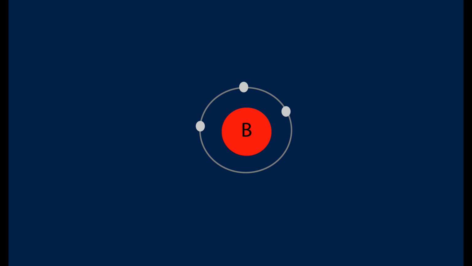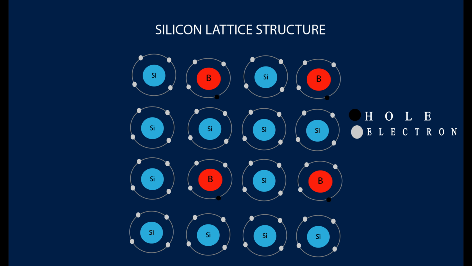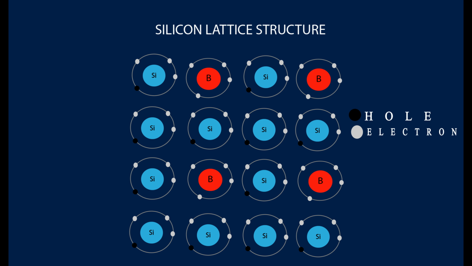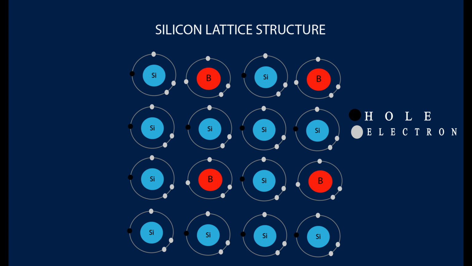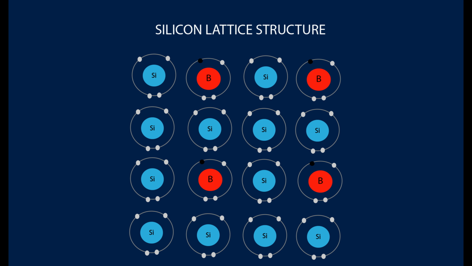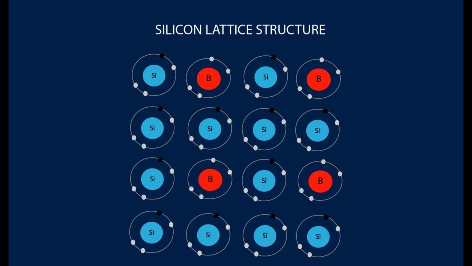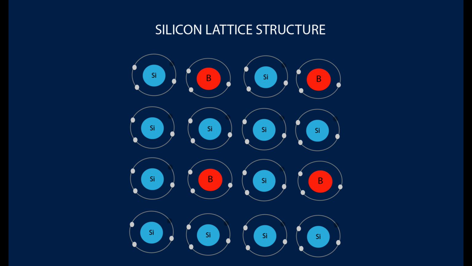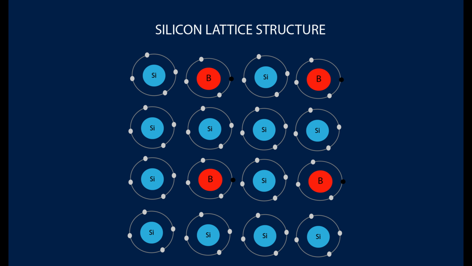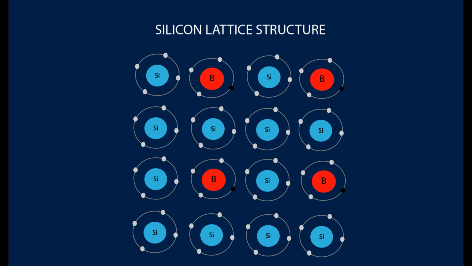But if we instead add atoms like boron, which have only 3 valence electrons, something different happens. When boron bonds with silicon, one bond is incomplete, leaving a gap where an electron is missing. This gap is called a hole. Nearby electrons can jump to fill this hole, leaving behind another hole, making it appear as if the hole itself is moving through the material. This is P-type material, where positively charged holes carry current.